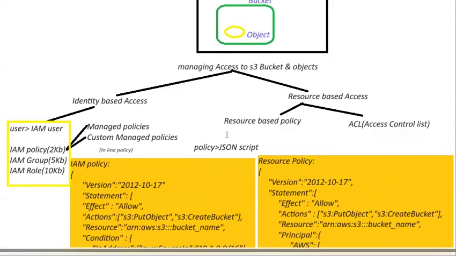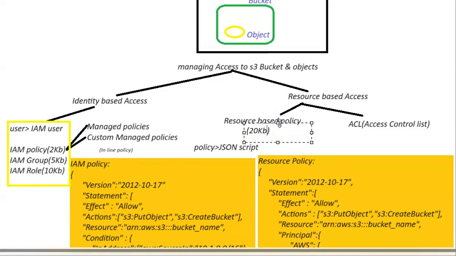Now, sir, you have said IAM user policy is limited to 2 KB, IAM group to 5 KB, and IAM role to 10 KB of size. What about the resource based policy? Up to what size can I write? You can provide this bucket policy up to 20 KB.